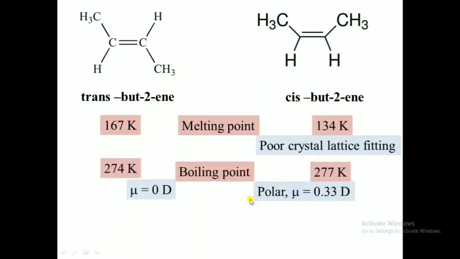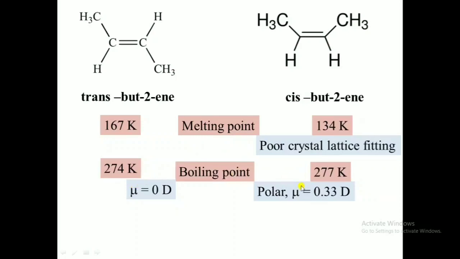Okay, when it comes to the boiling point, the situation is totally opposite. Here you can see that trans-butene has a boiling point of 274 Kelvin, whereas cis-butene has a boiling point of 277 Kelvin. So there is a slightly higher boiling point for cis-butene. The reason is that cis-butene is slightly polar compared to trans-butene.